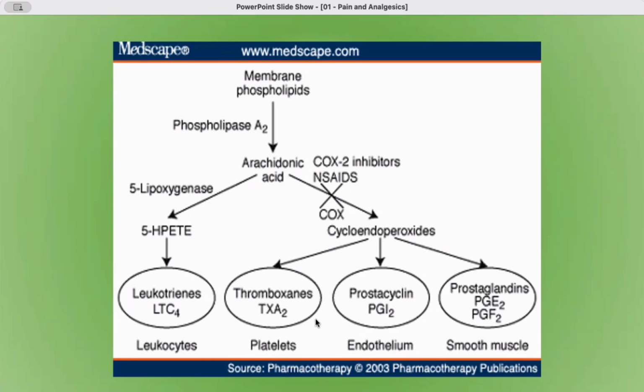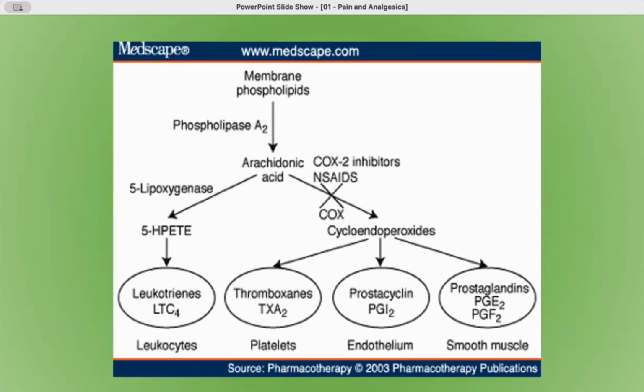Thromboxanes are active in the platelets, and thereby this pathway will produce platelet aggregation. This is a good thing in tissue injury because if you have, say, a contusion or a bruise or a cut or some other tissue injury, obviously platelet aggregation would help prevent severe bleeding. Drugs that block the conversion of arachidonic acid into thromboxanes will serve as antiplatelet drugs.